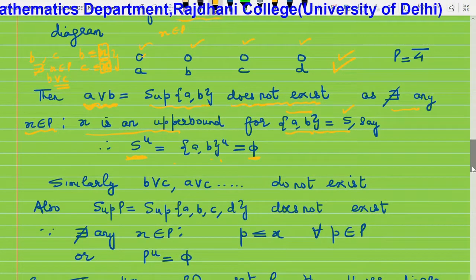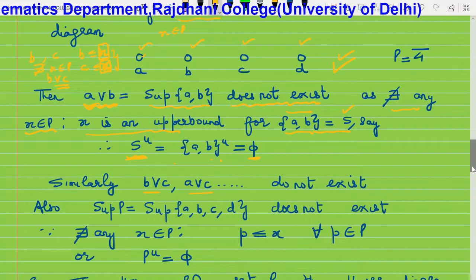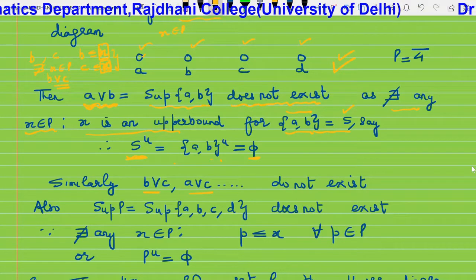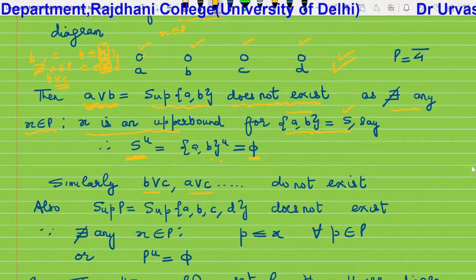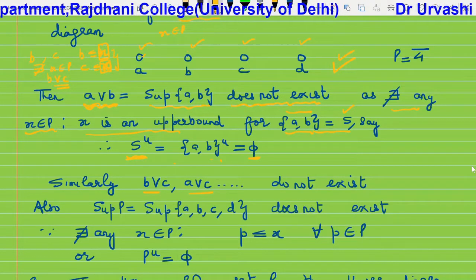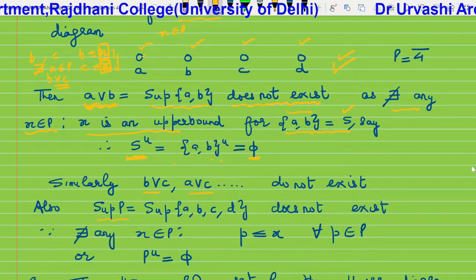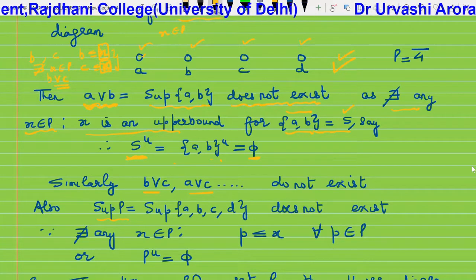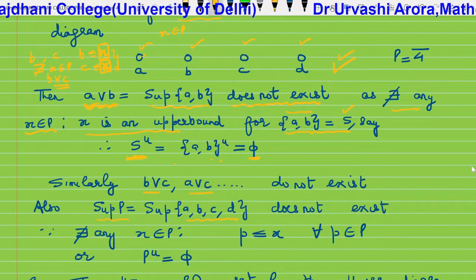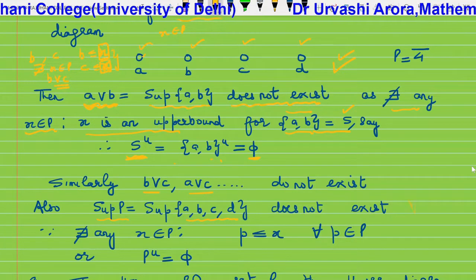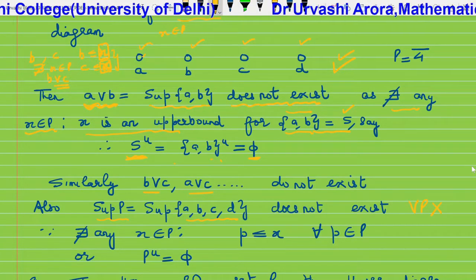So similarly, as I already explained, if you pick up any other pair of elements, not necessarily A and B, but B and C or A and C, they also don't have a join. So in this particular anti-chain of 4 elements, no pair of elements has a join. And in fact, if we try to find the supremum of the whole set, where the whole set P is the set consisting of 4 elements A, B, C, D, the supremum of this whole set doesn't exist, which means that join of P doesn't exist.